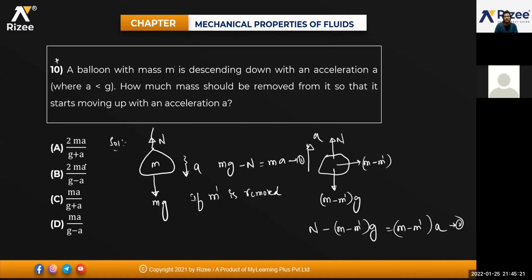Which option is matching with that? 2m into a divided by g plus a. So the first option will be the answer.